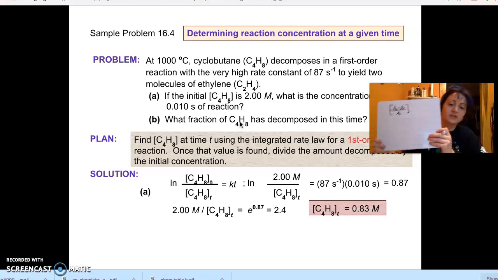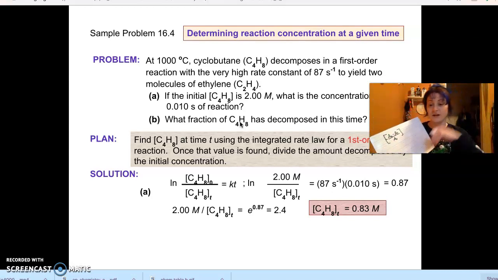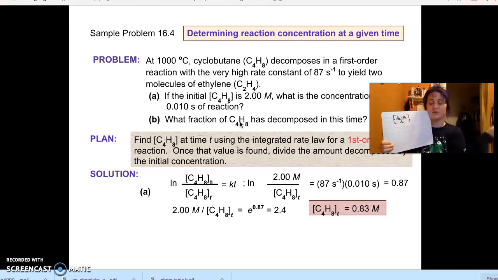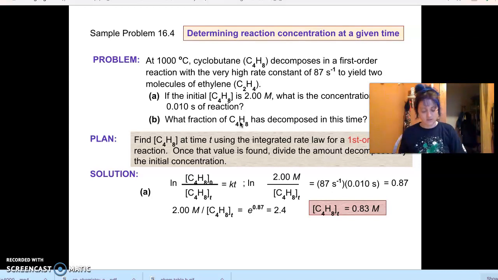So they want what fraction has decomposed. So what fraction has gone, I guess. So when you're calculating, A naught is the amount remaining, and that's something that's really important. So when you're talking about the decomposed stuff, that's what has left.